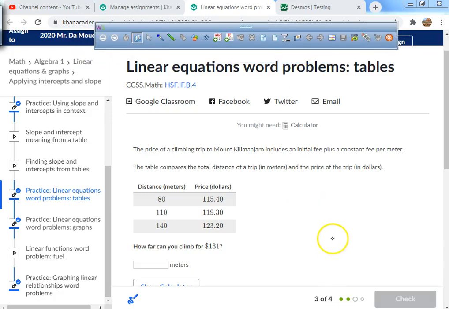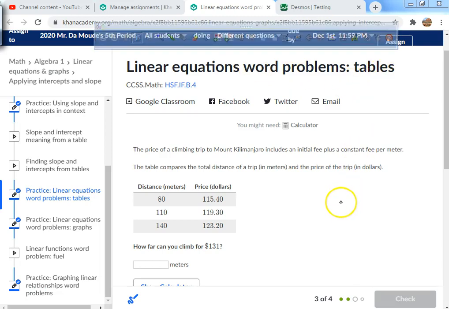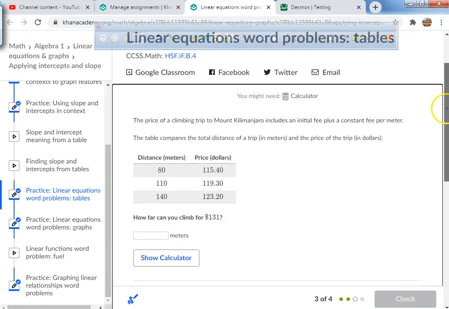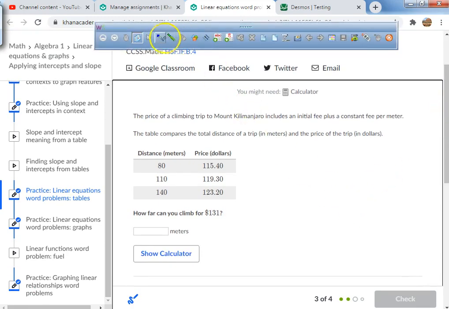Alright, so when you guys are taking the Algebra 1 STAR test, you're going to have word problems you've got to deal with. So in the Khan Academy, we have some linear equations that deal with word problems. They've given you a table. All you've got to do is look at the table and use the table to help you interpret what you're trying to find.